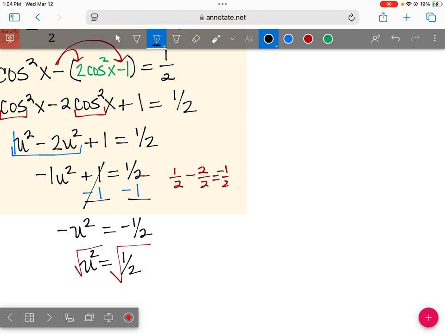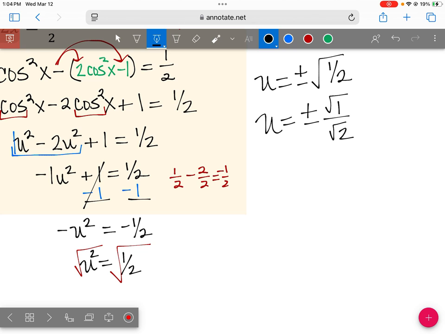So u equals plus and minus the square root of 1 over the square root of 2. When you take, let me go back up, when you take the square root of a fraction, you are square rooting the top and bottom separately. So we get u equals plus and minus 1 over root 2.